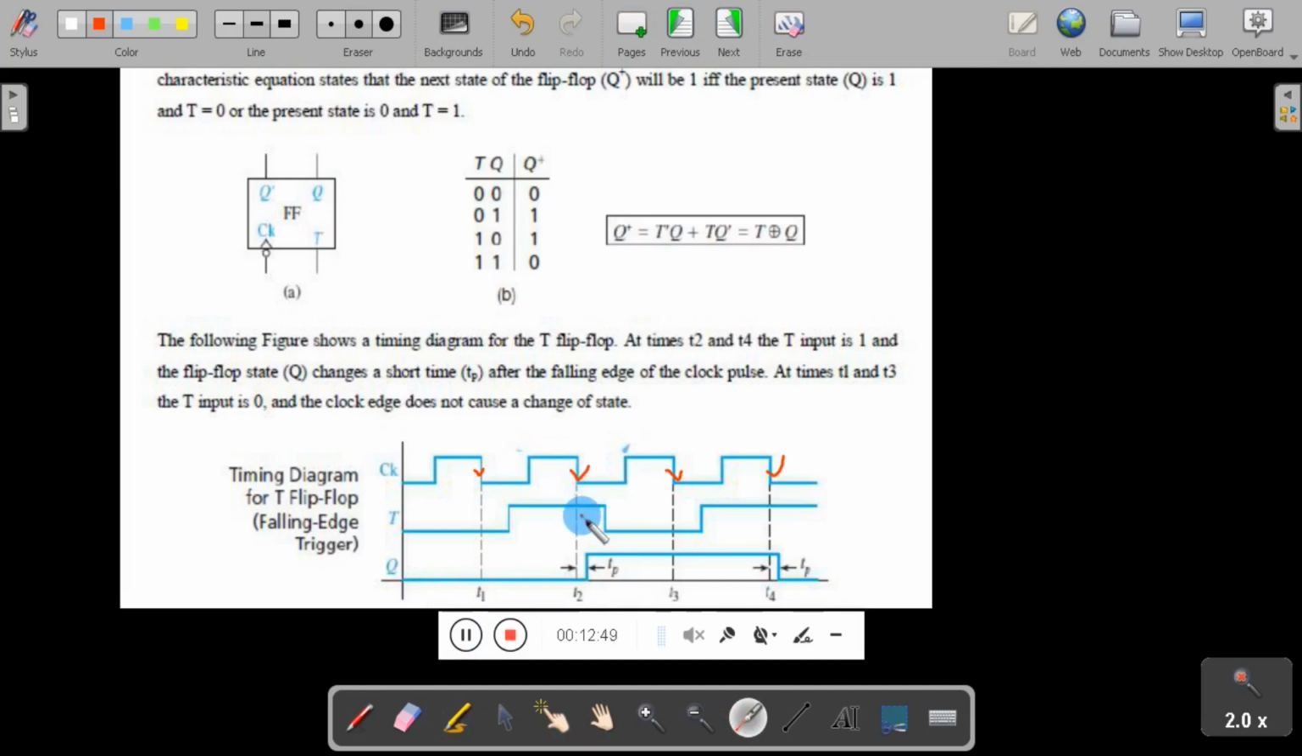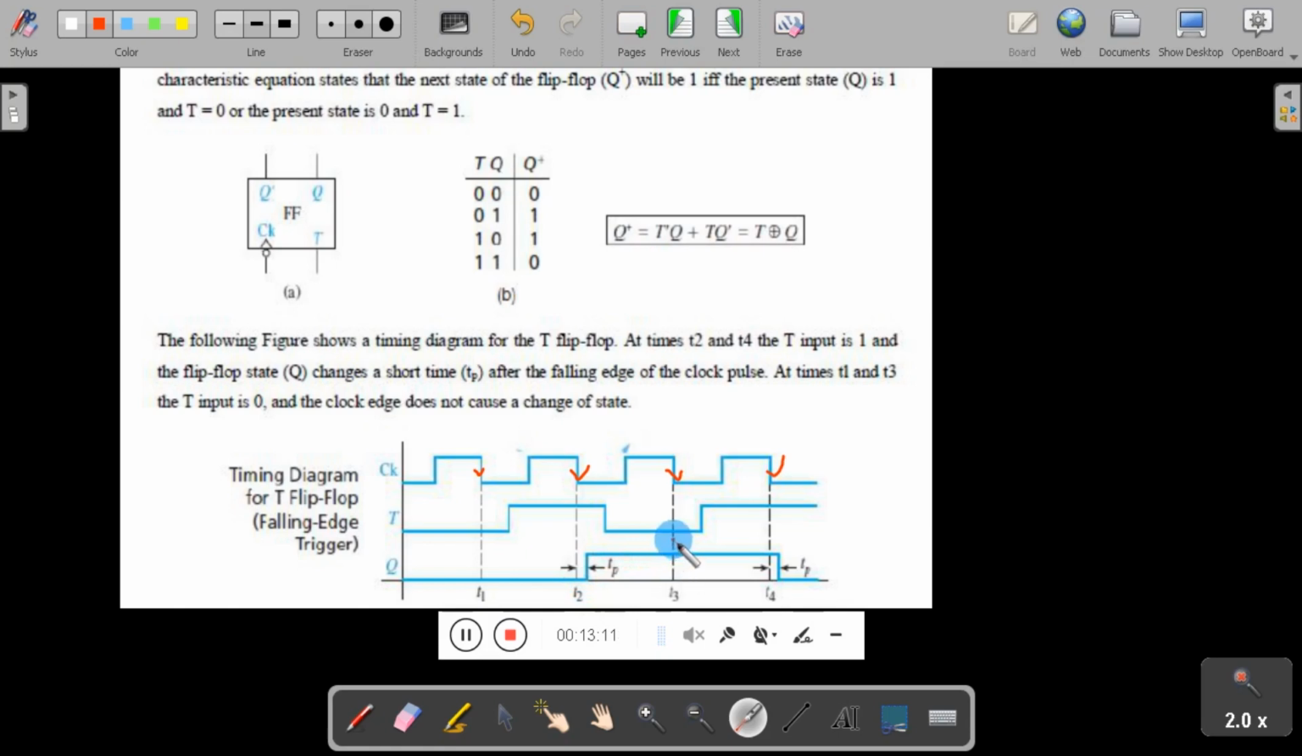So during this one, what is the value of T? The value of T is equal to 1. That means now the output will toggle from the previous state. So what is the previous state here for the output? The previous state of the output is 0. It will toggle to 1, and it will remain 1 till the next negative edge occurs.